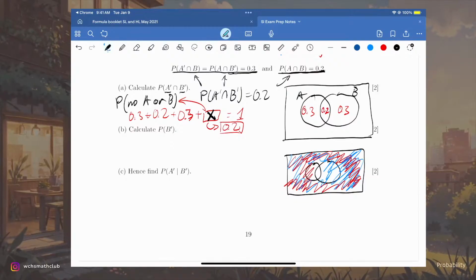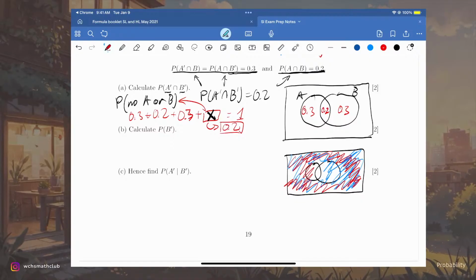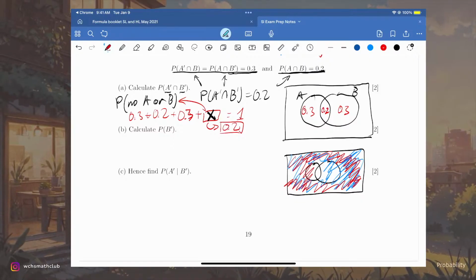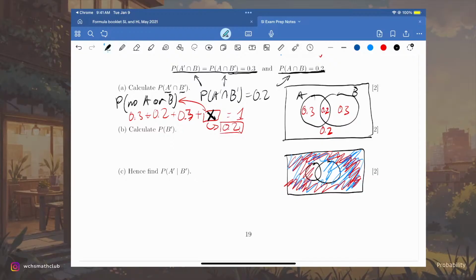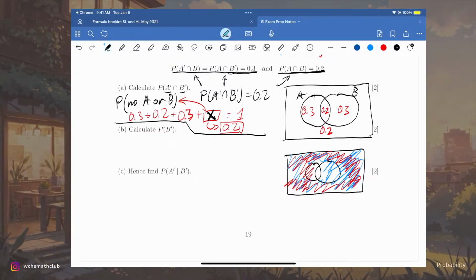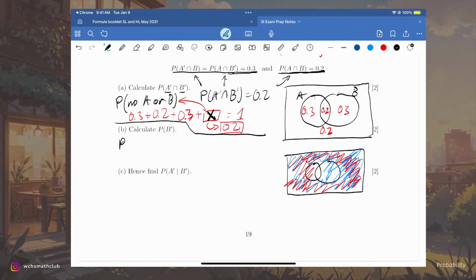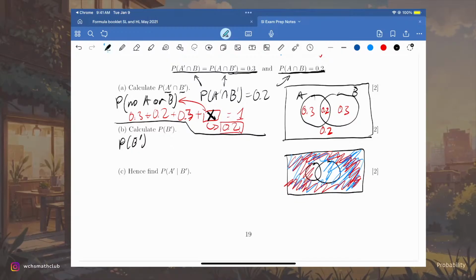Before I proceed with the other problems, I'll just write down 0.2 on the outside as we've derived in part A. So now we're actually going to move on to part B. Part B is to calculate the complement of B, or B prime.